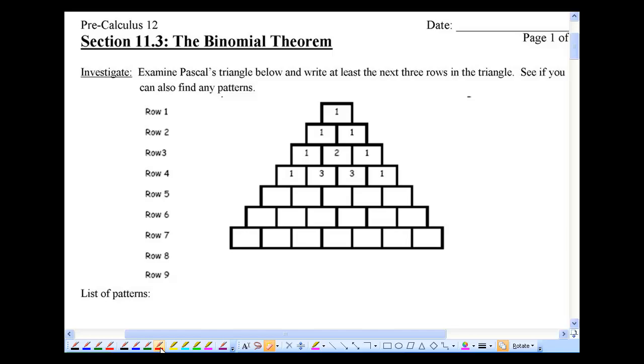I'll give you a hint. This is a 1. That's a 1. Probably a 4. Probably a 4. The magic number in the middle is a 6. Okay? Maybe that will help you complete the next row.